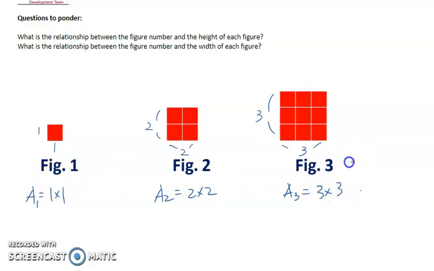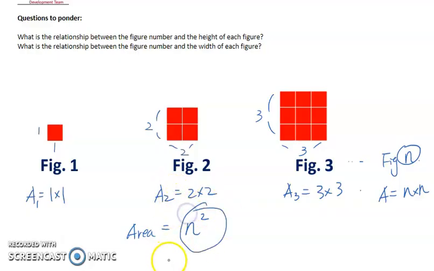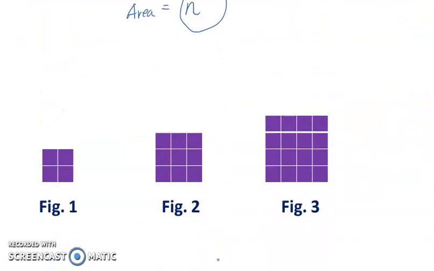Now let's say I keep going and I have figure n. The area will be n times n. So at the end, depending on what n is, I can figure out the area of that figure. I can conclude the area is n squared. And I can call this a quadratic pattern because quadratic expressions have the highest power of 2, which matches the definition of quadratics.